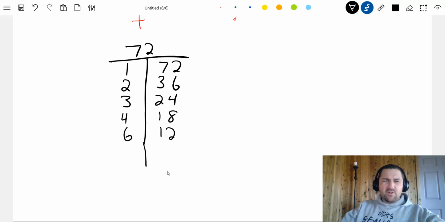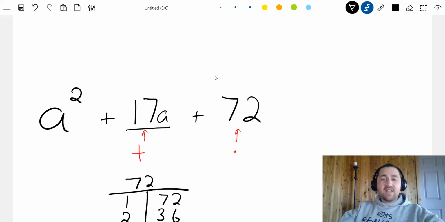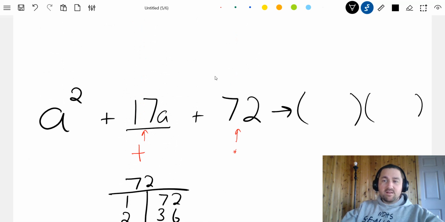And 7 doesn't go into 72 evenly. I check it on my calculator. Oh, 8 times 9. 8 plus 9 is 17. So I say, I know how this factors. It factors into, put my two parentheses there, a plus 9, a plus 8.